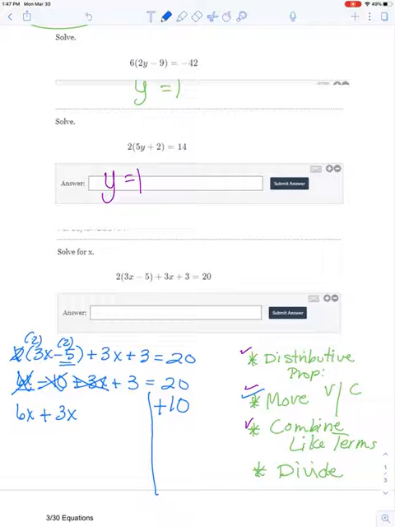Okay. Positive 3 does not have a variable, so we're going to move it, but it's going to do the opposite sign as well. And then 20 is the only thing over here, and it's going to stay put with the constants.